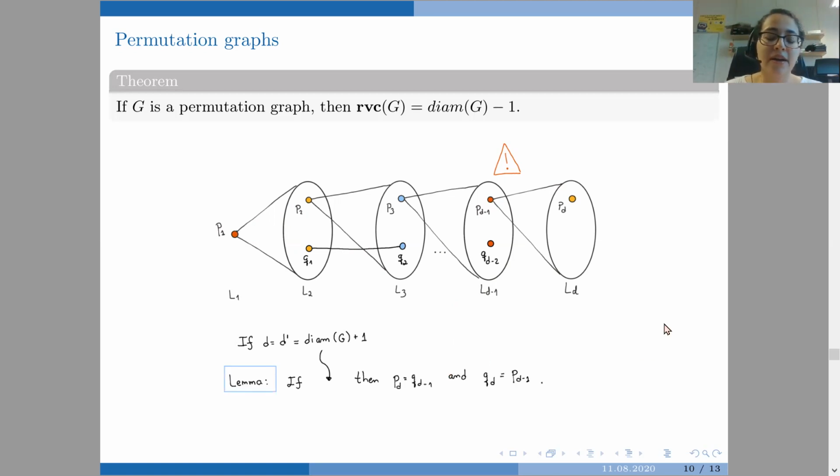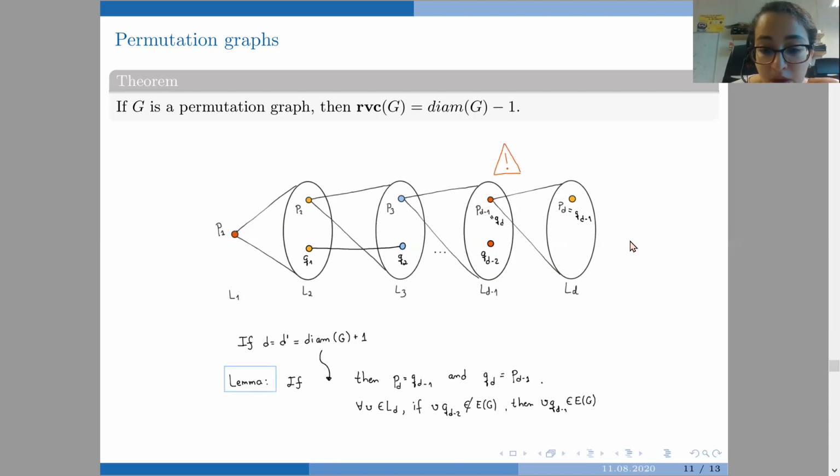So what we show is first that we saw that QD minus 1 was in the level LD minus 1. And what we prove next is that actually PD is the same as QD minus 1 and PD minus 1 is the same as QD, as we previously saw that it happened in that example that I drew. The last two vertices of the path were the same but appearing in different order. And we also show some properties regarding the adjacencies of a vertex that is in LD and a vertex that is in L2. And now we will use these properties to find rainbow paths.